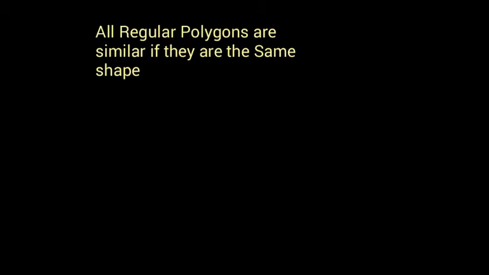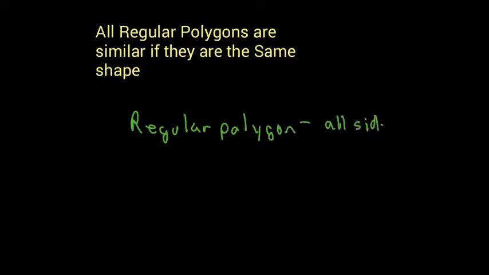Alright, and one last note. All regular polygons are similar if they are the same shape. And I don't think I've said it before, the difference between regular and irregular. So a regular polygon means that all sides and angles are congruent.